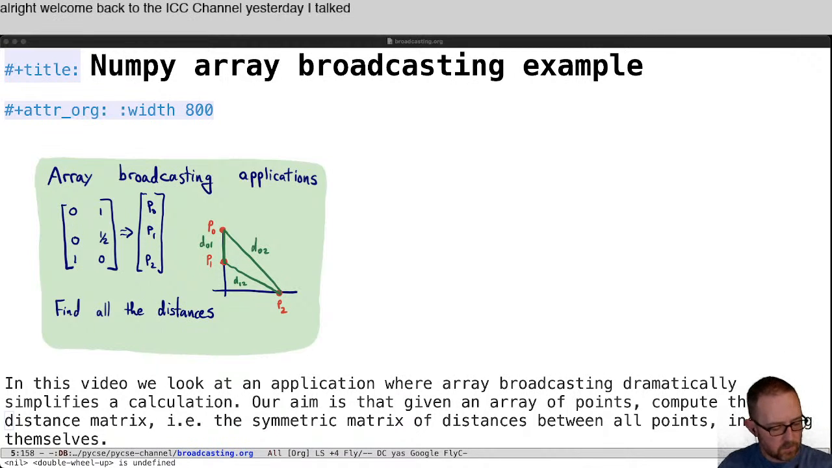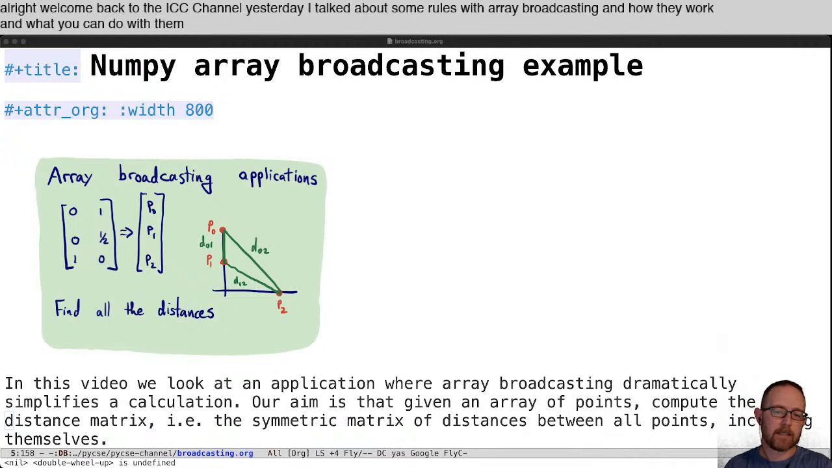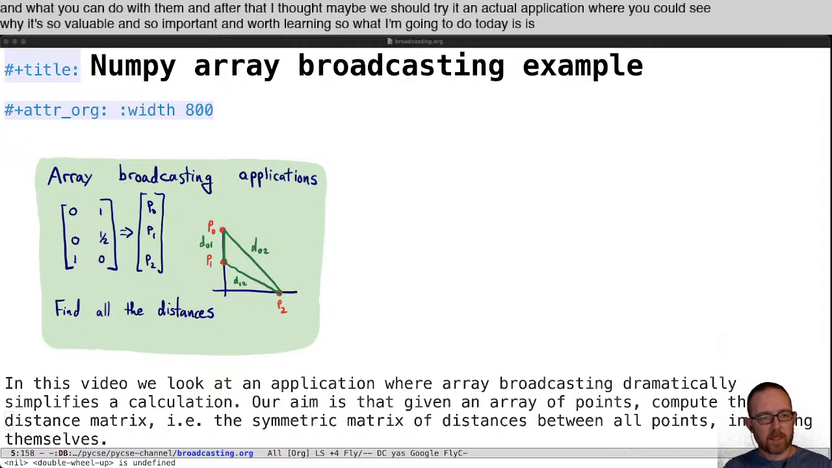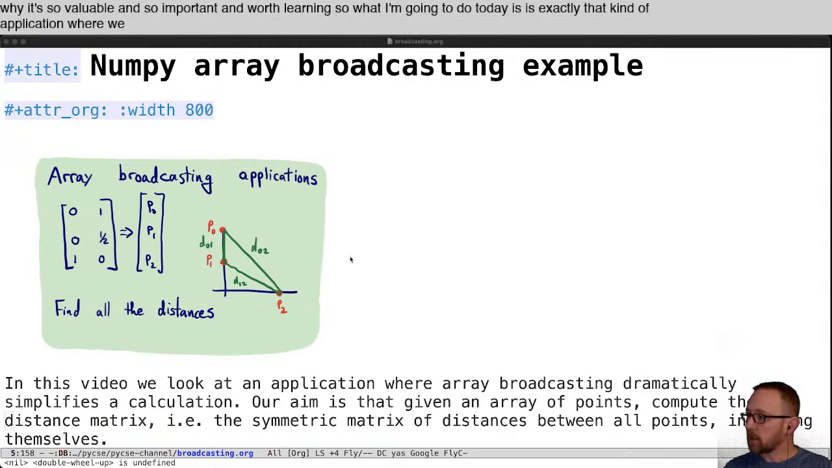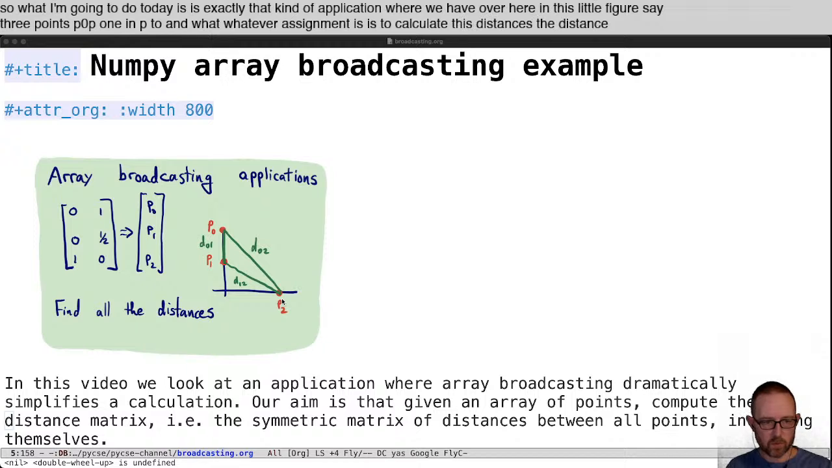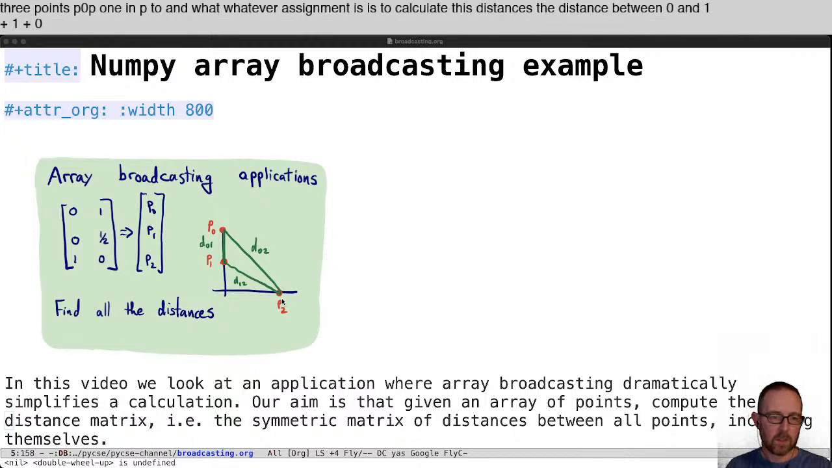Yesterday I talked about some rules with array broadcasting and how they work and what you can do with them, and after that I thought maybe we should try an actual application where you could see why it's so valuable and so important and worth learning. So what I'm going to do today is exactly that kind of application, where we have over here in this little figure, say 3 points, P0, P1, and P2, and our assignment is to calculate those distances: the distance between P0 and P1, and P1 and P0, P0 to P2, and vice versa, and P2 to P1.